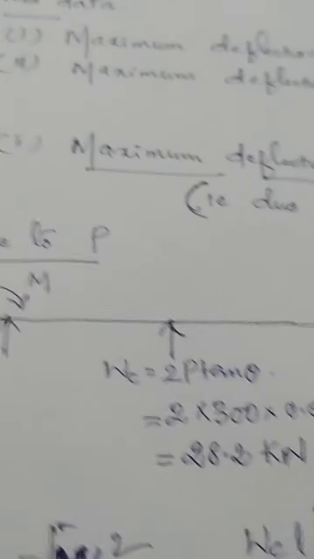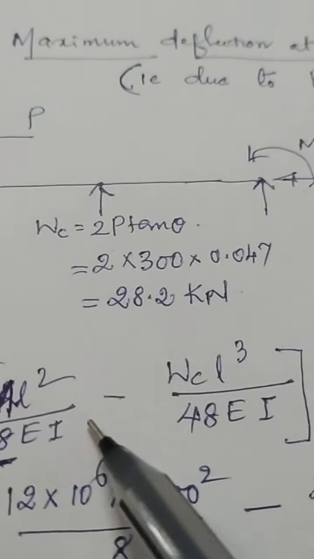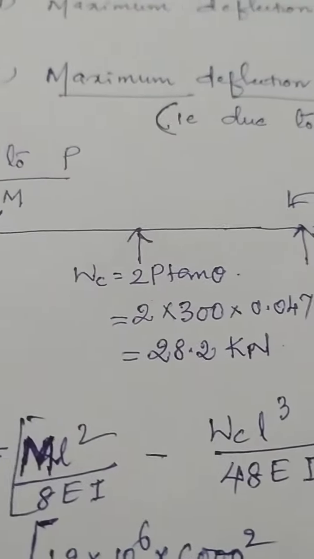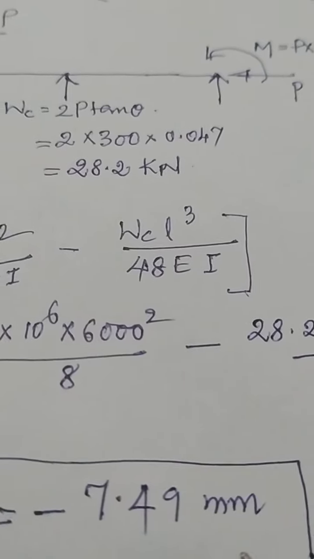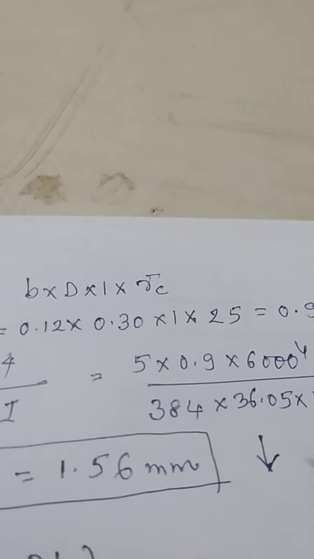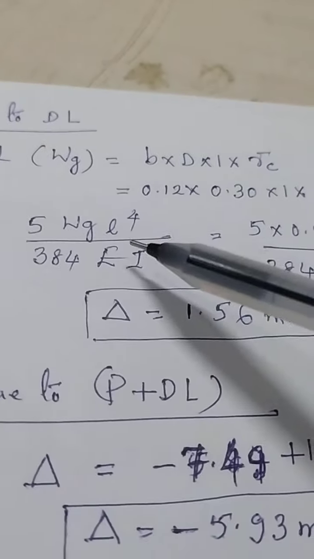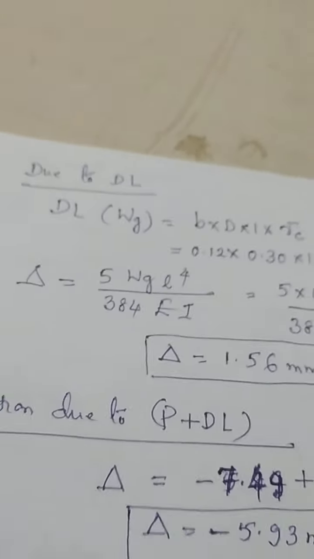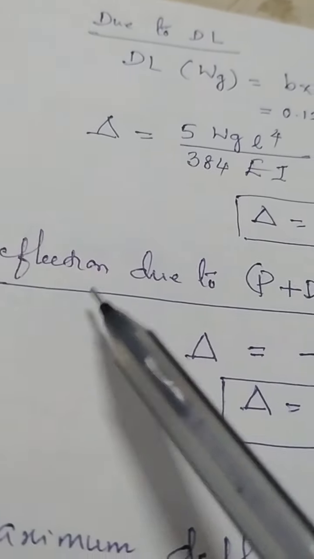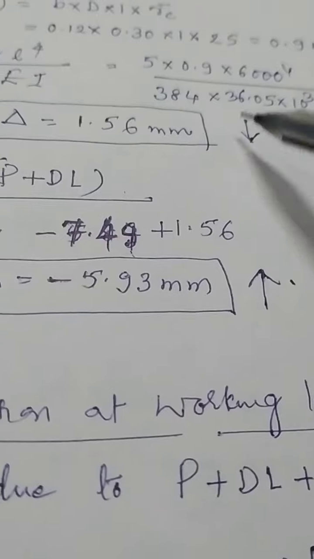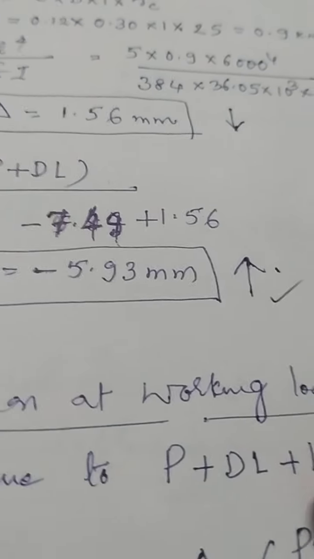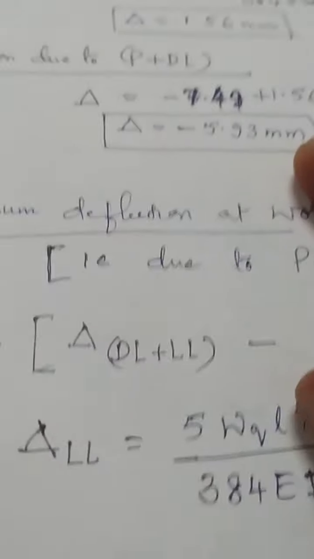This is due to pre-stressing force, only due to P and WC. Due to P and WC, the formula is M L square by 8 EI minus WC into L cube divided by 48 EI. Due to pre-stress, delta will be minus 7.49. This dead weight will create a downward deflection, that is 5WL raised to 4 divided by 384 EI, that is 1.56. Net deflection due to P and dead load: P created minus 7.49, this dead load created 1.56. The net deflection due to P and dead load will be minus 5.93.